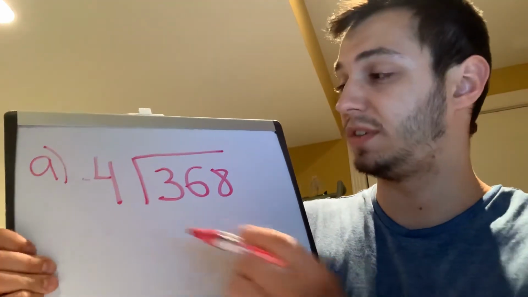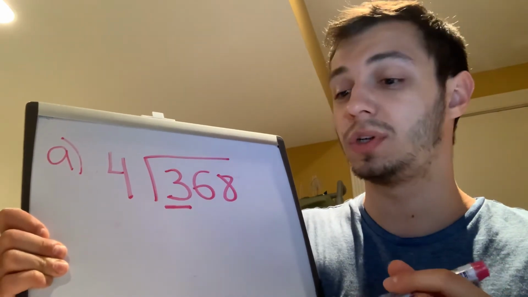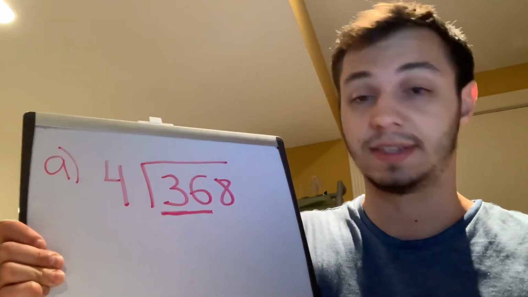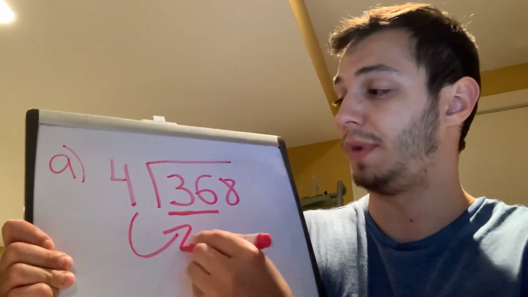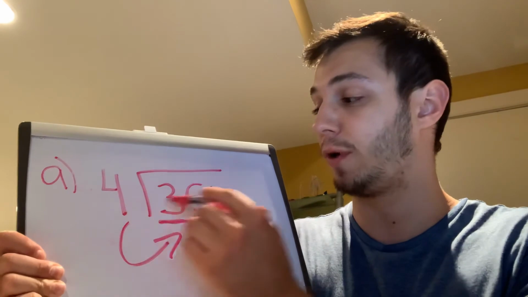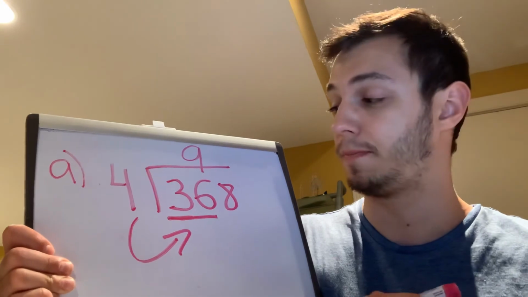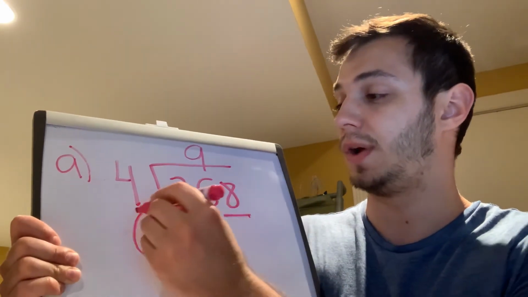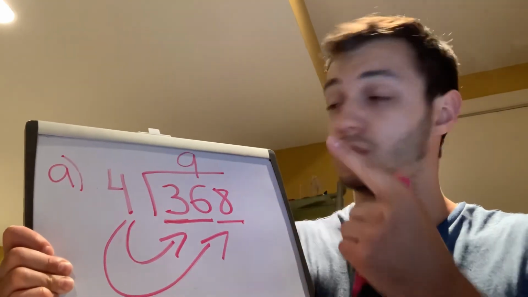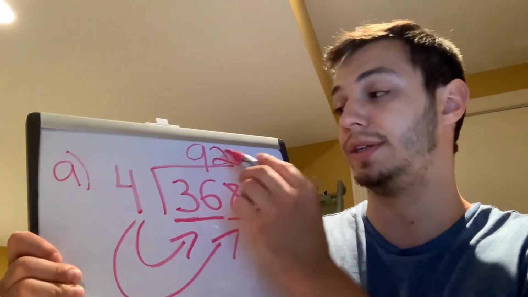Right, so my first step is to find out if the 4 can divide into 3. It can't, so I'm going to look at the next number as well. Can 4 divide into 36? Yes, it can, right? How many times? So we can skip count, or you can use your multiplication chart to help you. We know that 4 divides into 36 9 times, so I'm going to put the 9 at the top. And then I'm going to look at the 8, right? We know that the 4 can divide into the 8. How many times, right? 4, 8, 2 times. So I'm going to put the 2 right at the top. So our answer is 92.